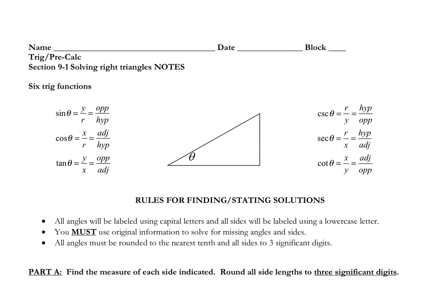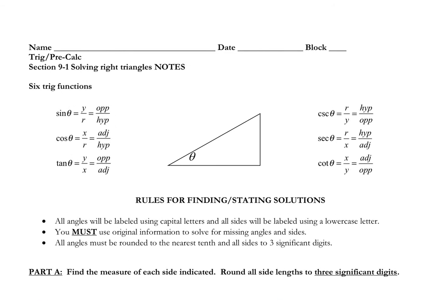So here at the top, I have a review of your ratios. We have sine, which we've been using as y over r, is opposite over hypotenuse. So we're looking here, opposite over hypotenuse. Cosine is adjacent over hypotenuse. So this would be the adjacent one. And tangent is the opposite leg over the adjacent leg.